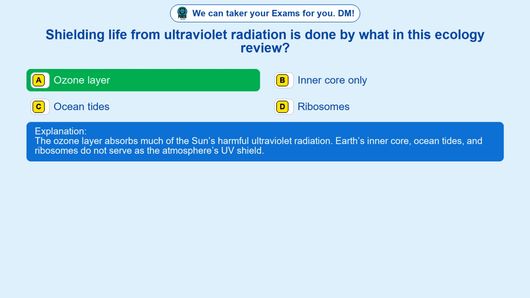The ozone layer absorbs much of the sun's harmful ultraviolet radiation. Earth's inner core, ocean tides, and ribosomes do not serve as the atmosphere's UV shield.